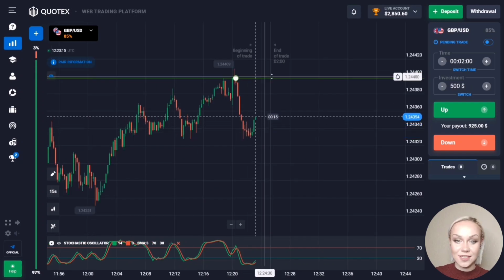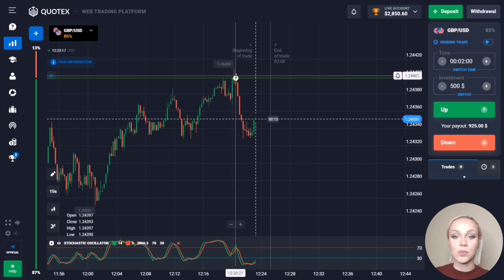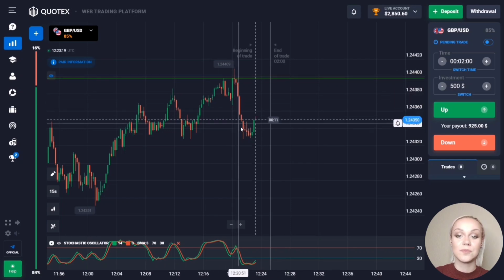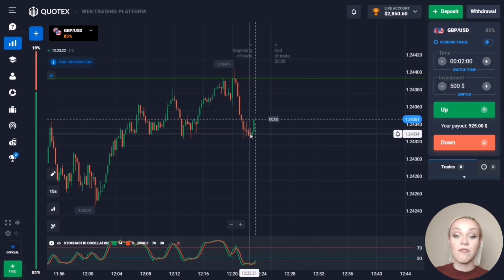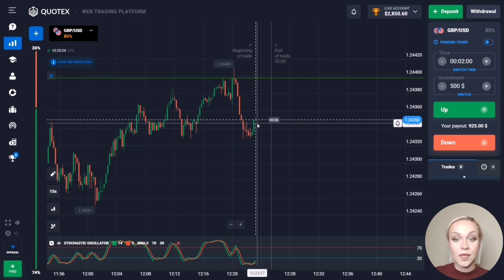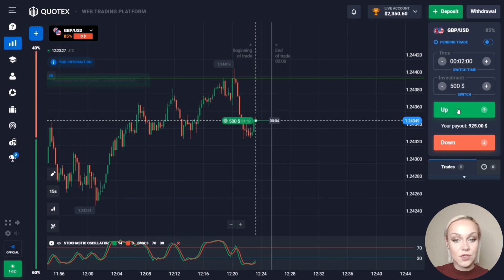Here we have the level of resistance. We see that after touching the level, there was a pullback down and the price stopped moving. At the moment, there is a reversal and the price is moving up. Here I propose to open a trade for a raise for 2 minutes.